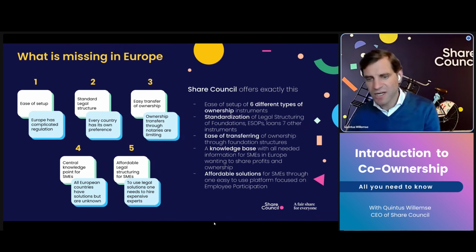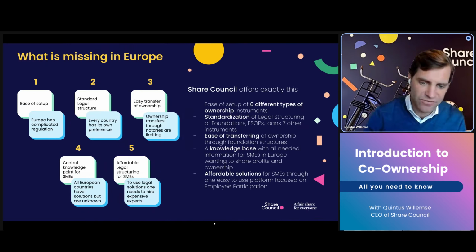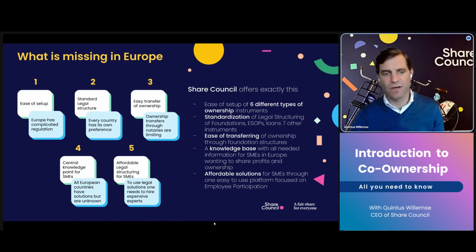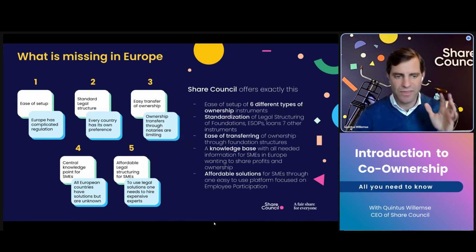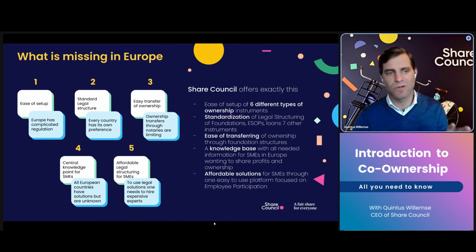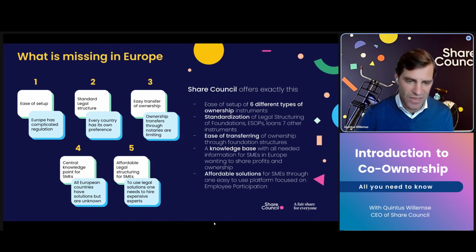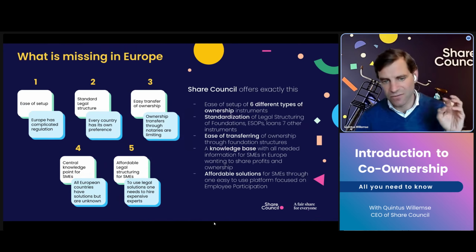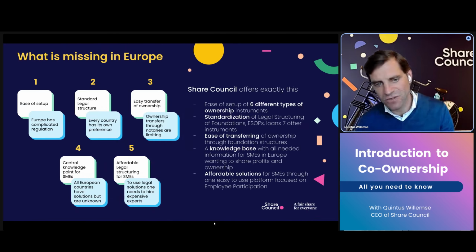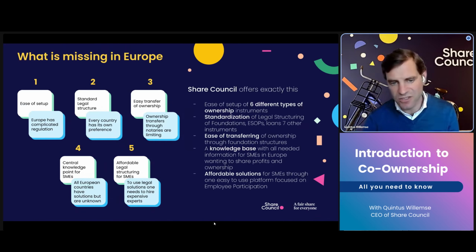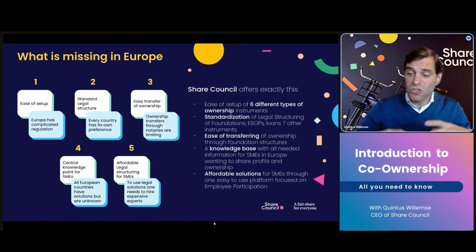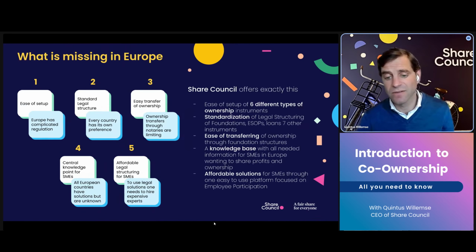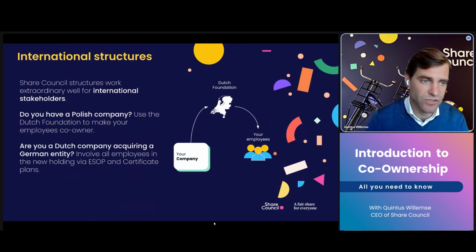So that's where Share Council dives into, and that's on the right written. You can read this later on. I won't dive too much into that, but these are five very important missing links in Europe, and exactly what we have been focusing on to make that easier. By giving the six different types of ownership, by standardization, by the ease of transferring, giving a huge knowledge base, and supplying an affordable structure.